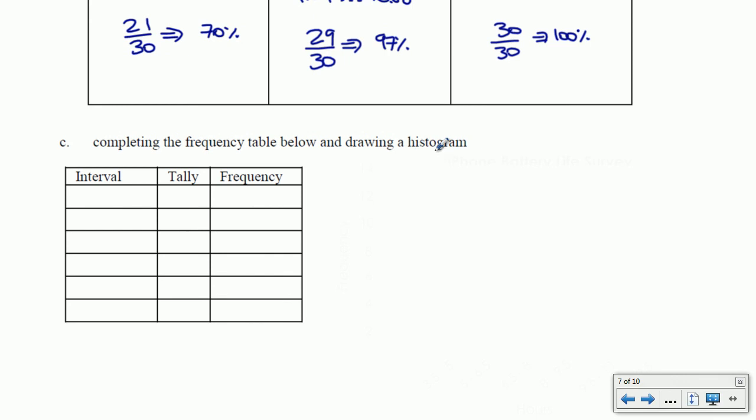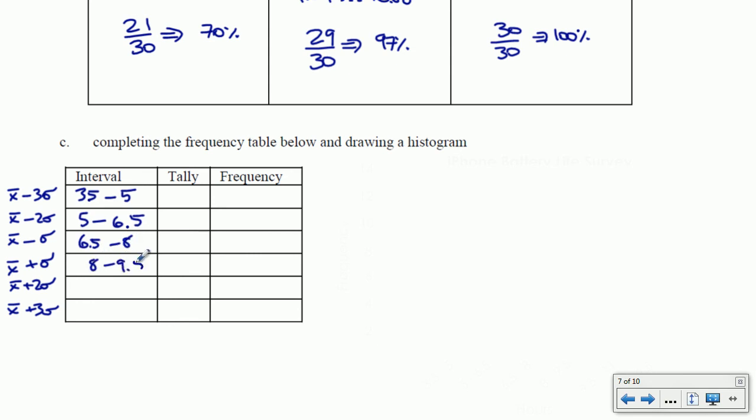Next, we're going to complete a frequency table and draw a histogram. So we're going to work from left to right, starting with x bar minus 3 sigma, then x bar minus 2 sigma, x bar minus sigma, x bar plus sigma, x bar plus 2 sigma, and x bar plus 3 sigma. The intervals are from 3.5 to 5, 5 to 6.5, 6.5 to 8, 8 to 9.5, 9.5 to 11, and 11 to 12.5.